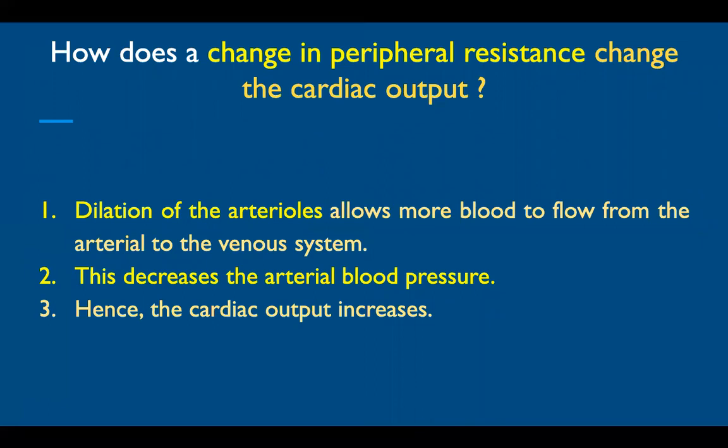So dilation of the arterioles allows more blood to flow from the arterial to the venous system, and this will decrease the arterial blood pressure. If the arterial blood pressure decreases, then the stroke volume and hence the cardiac output will increase. On the other hand, if the peripheral resistance increases due to stress, atherosclerosis, or an increase in the number of RBCs as in a pathological condition like polycythemia, then the cardiac output will decrease.